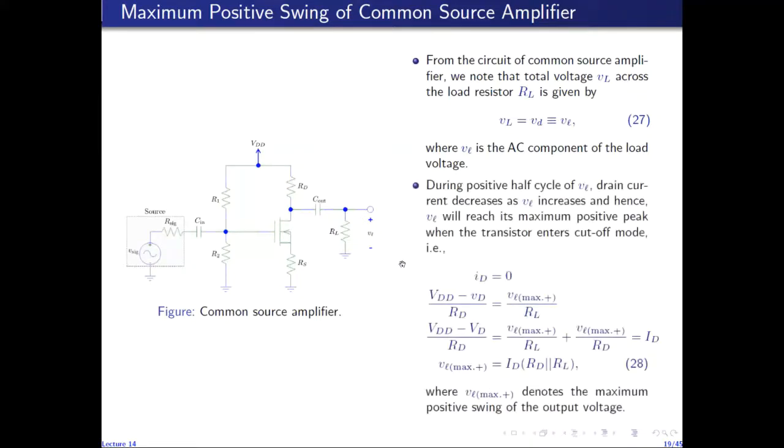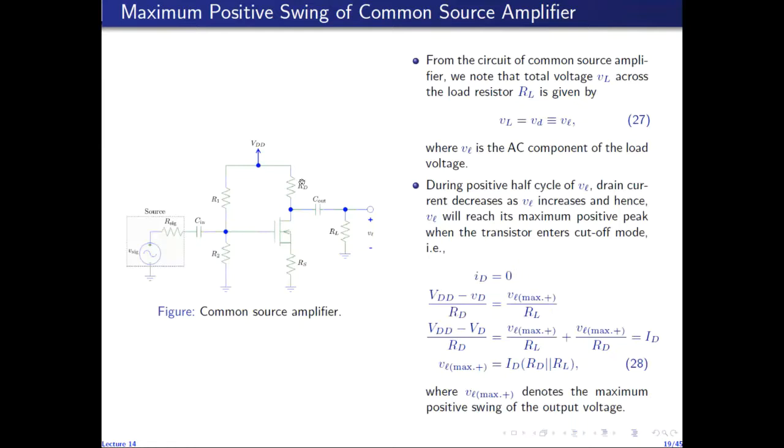So as VL increases in the positive direction, the current through RL will increase. And since small vl is equal to small vd, as small vl increases, small vd increases, which means that the total drain voltage, which is capital VD plus small vd, increases. Which means that the voltage drop across RD will decrease, which in turn means that the current through RD decreases. So as VL swings in the positive direction, current through RD is decreasing, current through RL is increasing.